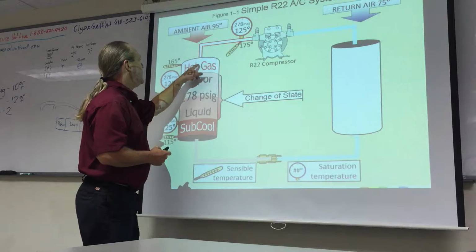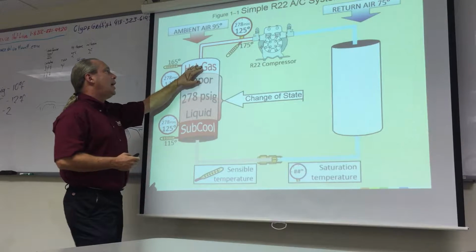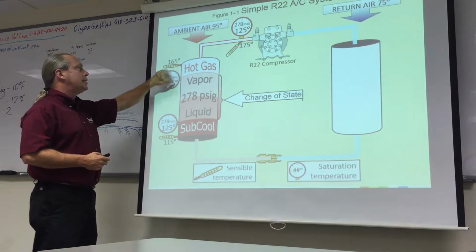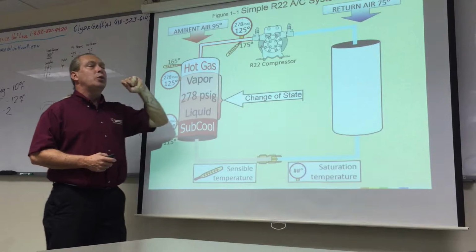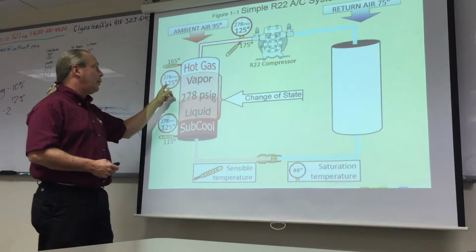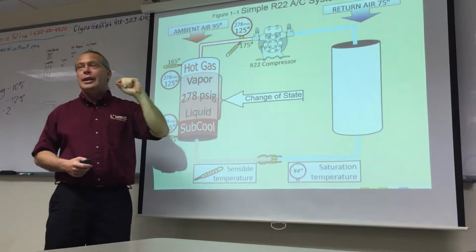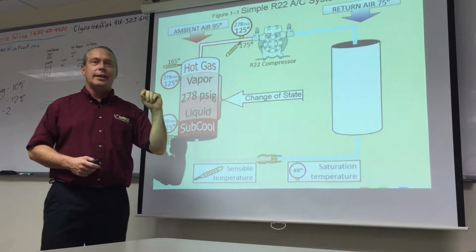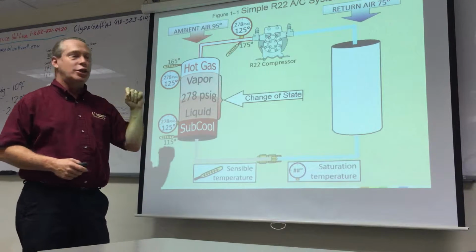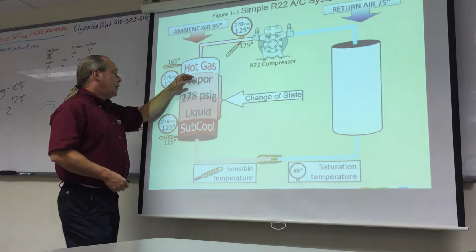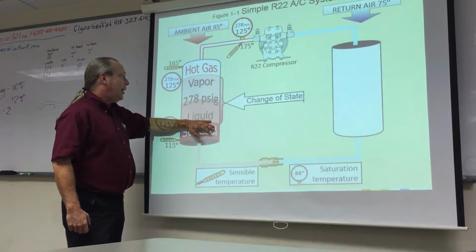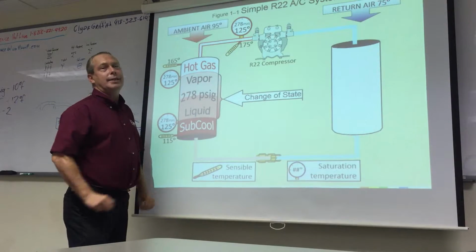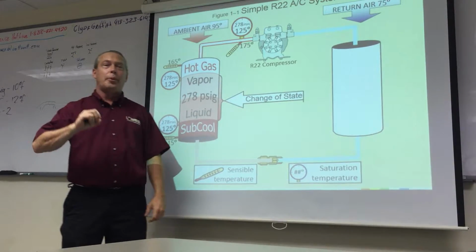As we cool down in here, it does come in as a hot gas. We've already cooled down 10 degrees to 165. As soon as we cool this down to that 125 point, now we're going to start condensing, turning from a gas to a liquid. We're going to do that from here all the way down to there at 278 psig. That pressure is very important.